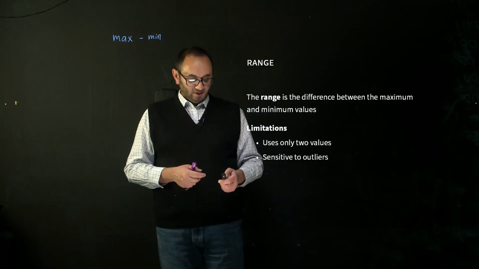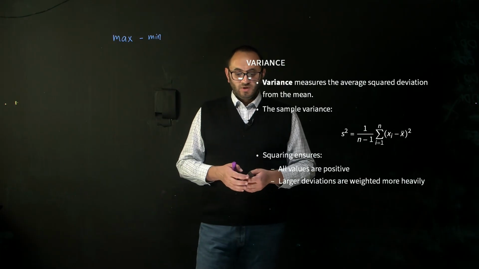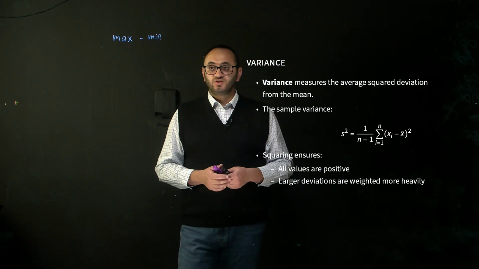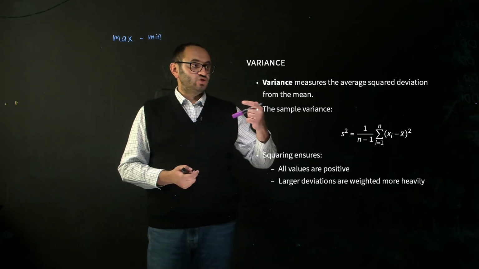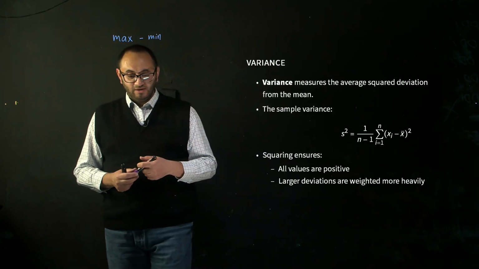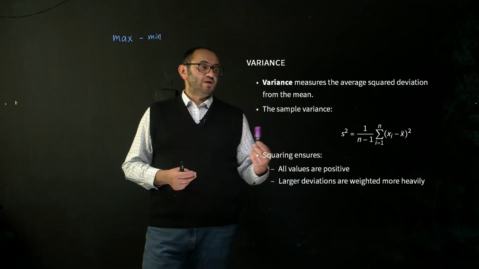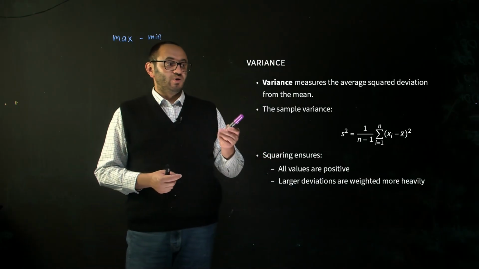Okay, the second measure of variation is the variance. The variance measures the average squared deviation from the mean. So if you look at the formula here, the sample variance, or S squared, is given by the summation of (xi minus x bar) squared, divided by n minus 1. X bar is the sample mean.